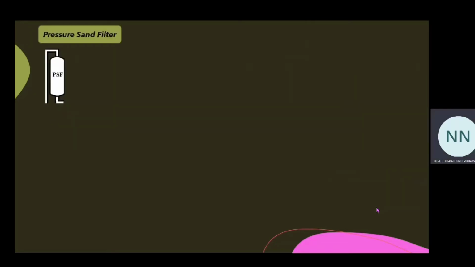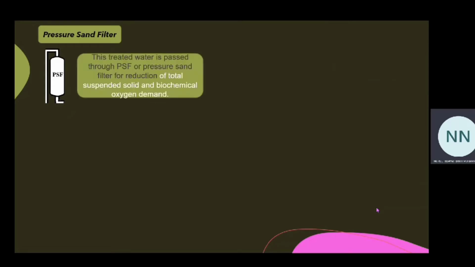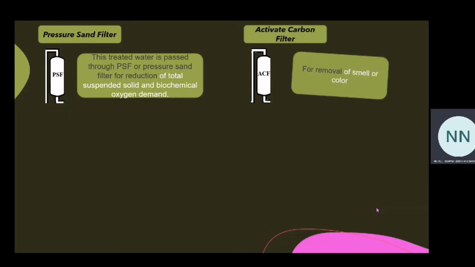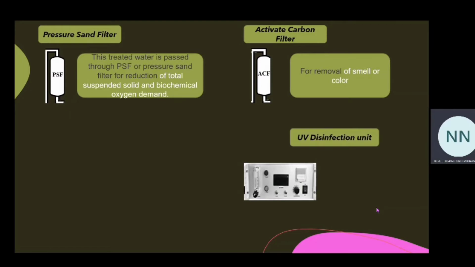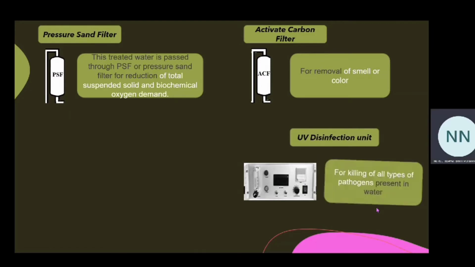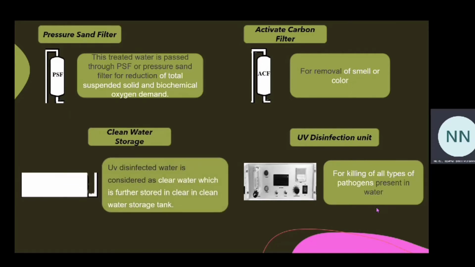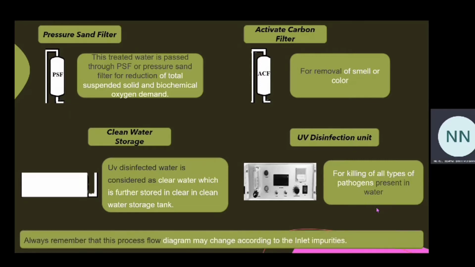This treated water is passed through the PSF, or pressure sand filter, for reduction of total suspended solids and biochemical oxygen demand. Next, it passes through an activated carbon filter, or ACF, for removal of smell or color. After the activated carbon filter, the water is passed through a UV disinfection unit for killing all types of pathogens present in the water. The disinfected water is considered clear water, which is further stored in the clear water storage tank. Please remember that this process flow diagram may change according to the inlet impurities.